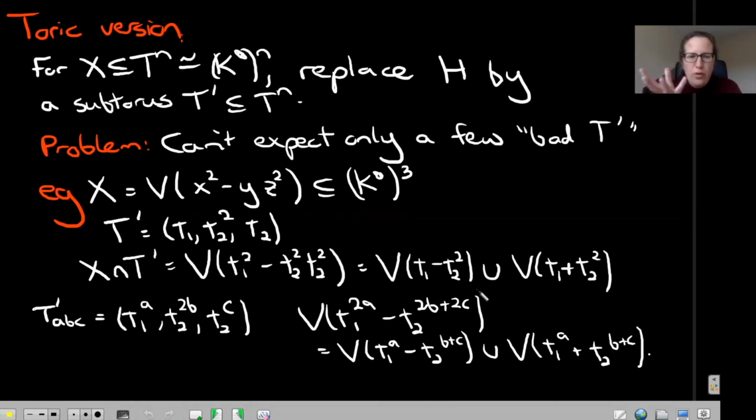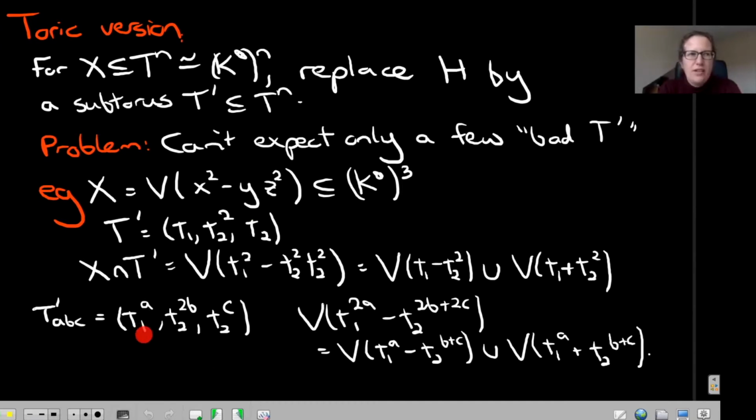Okay. So that's an example of a bad torus, right? That's an example of a subtorus where you slice with your variety and you get something that's reducible. Okay. But my point is, and this is what the bottom of the slide is showing, that actually, in a certain sense, you expect most subtori to be bad.